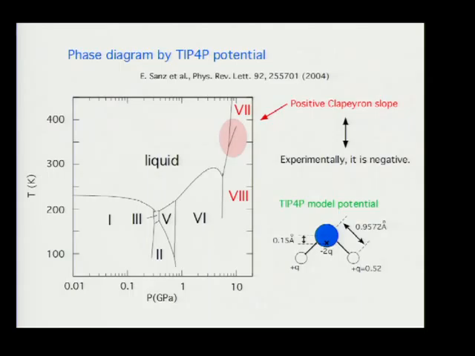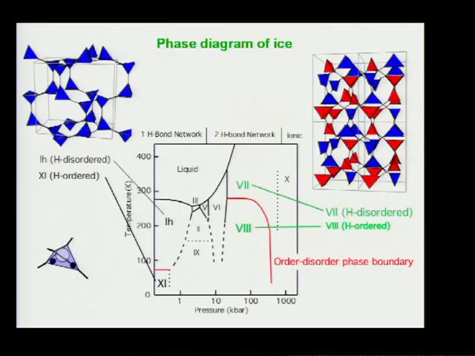Previously, in 2004, the phase diagram of ice was investigated using the TIP4P model potential, in which the water molecules are treated as rigid molecules. At low pressure regions, the phase boundary of ice was well reproduced by this model potential. However, between ice VII and ice VIII, the phase boundary was predicted to have a positive Clapeyron slope. This is completely opposite to the experimental result.